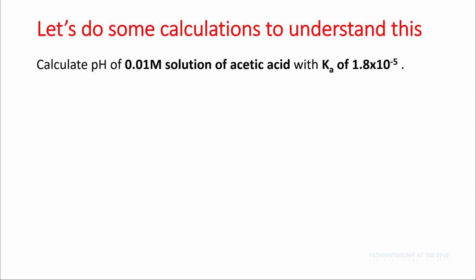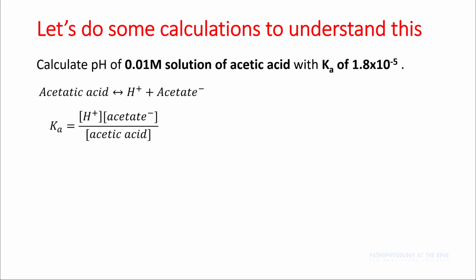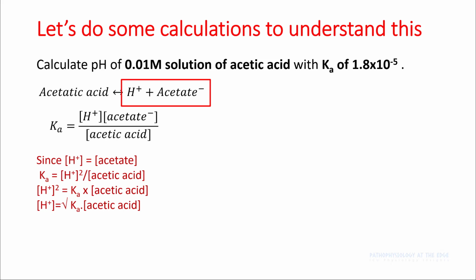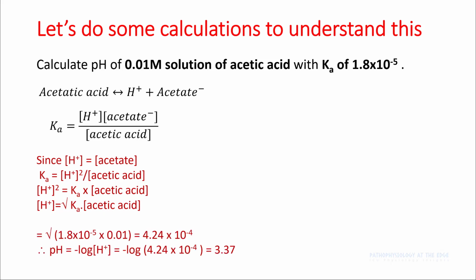Let's figure out pH of a 0.01 molar solution of acetic acid with a dissociation constant of 1.8 into 10 raised to the power minus 5. Since H plus ion concentration will be equal to acetate ion, you can write H plus ion as under root of dissociation constant multiplied by concentration of acetic acid, and that gives you pH of 3.37.